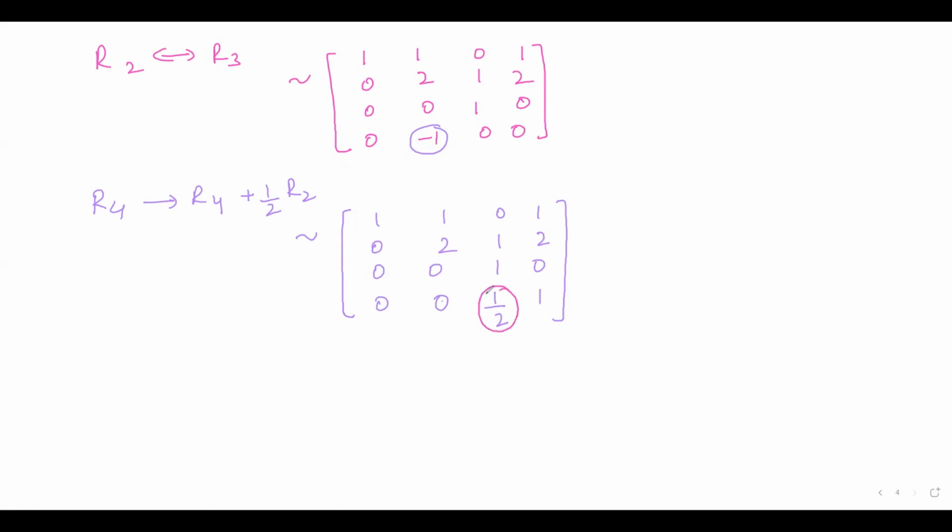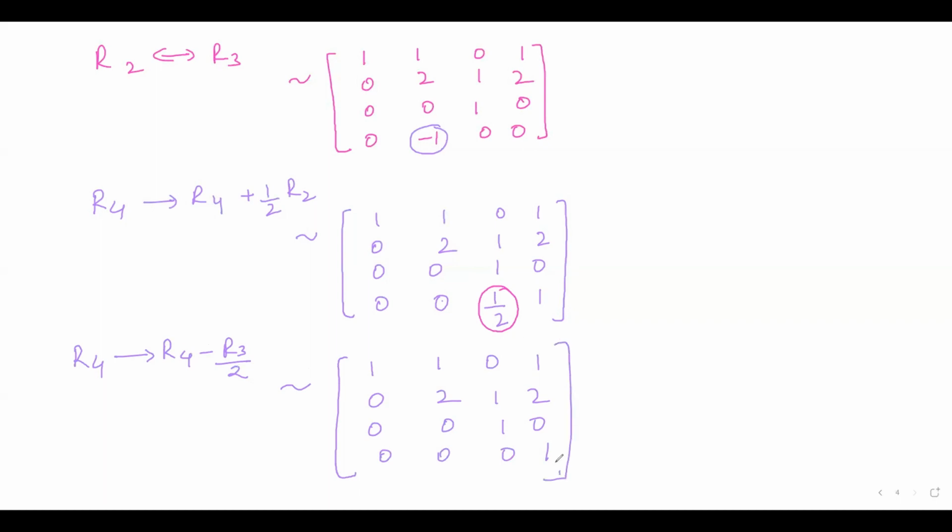So how could I make this 0? I'll be using the elementary row operation for row 4, row 4 minus row 3 divided by 2. So I'll get 1, 1, 0, 1. No change in the upper rows. And so this is 1 only.